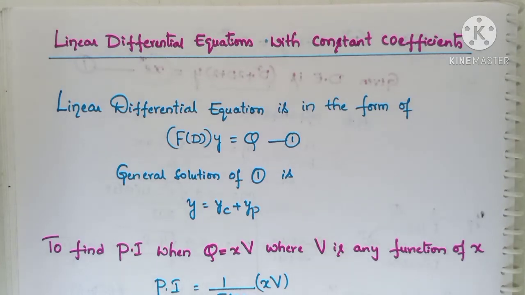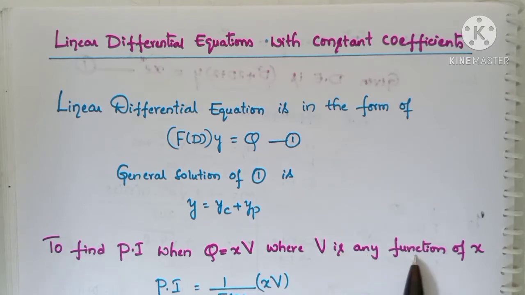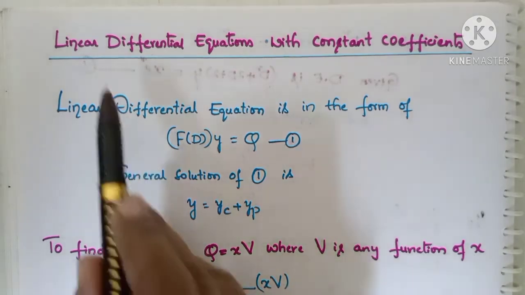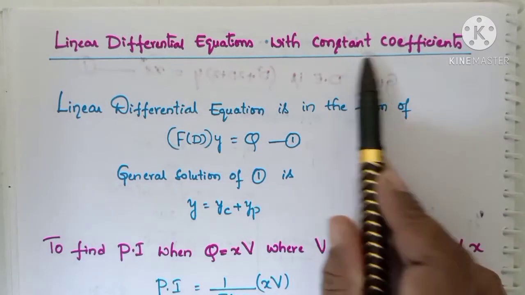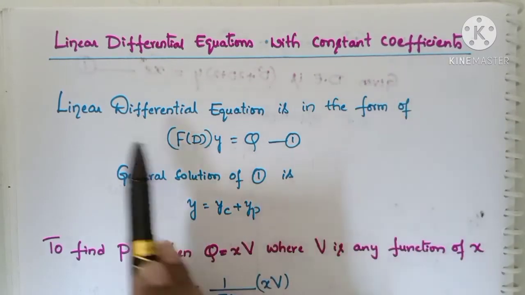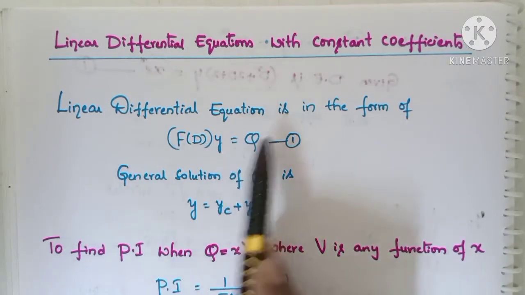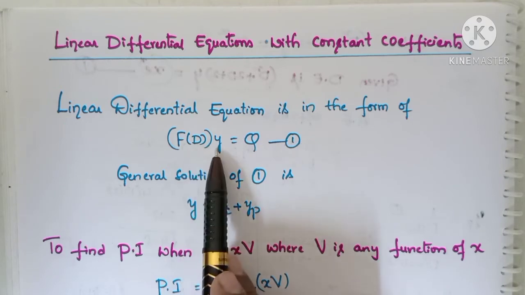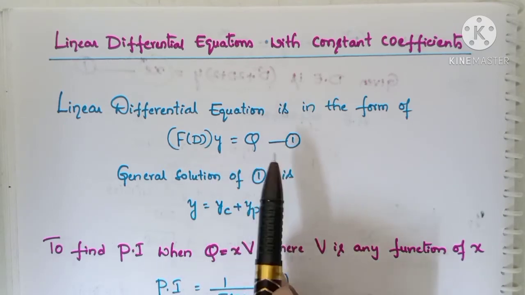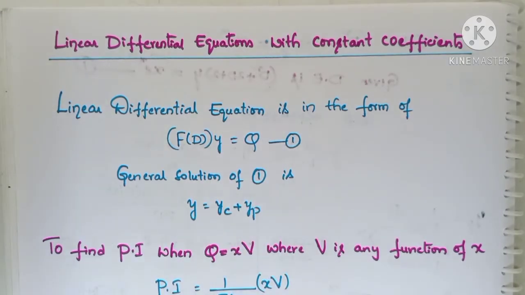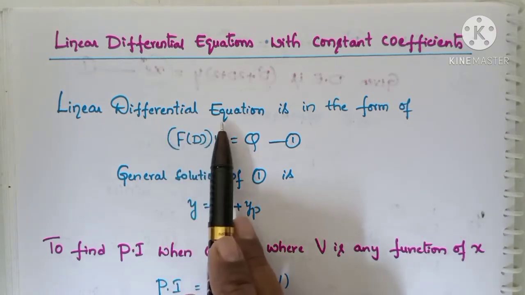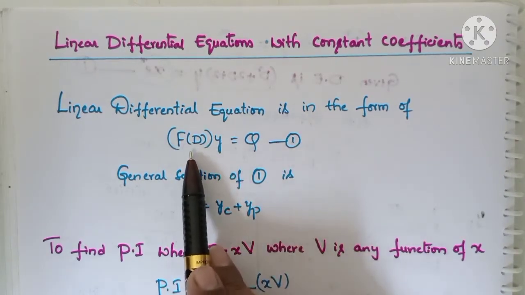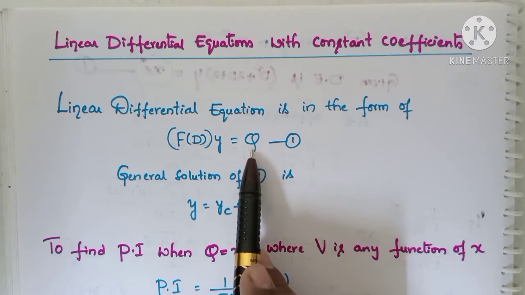Today we will discuss how to find particular integral when Q is equal to x into v, where v is any function of x. In the chapter linear differential equations with constant coefficients, the linear differential equations are in the form of f of D into y equal to Q. As we all know, I remind you once again, linear differential equations are in the form of f of D into y is equal to Q.